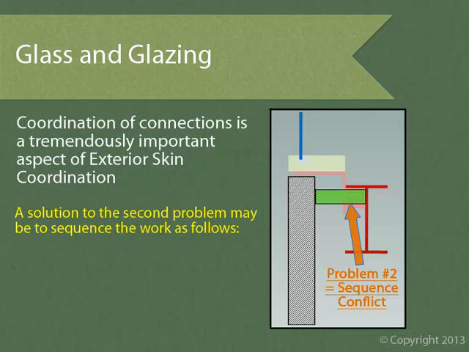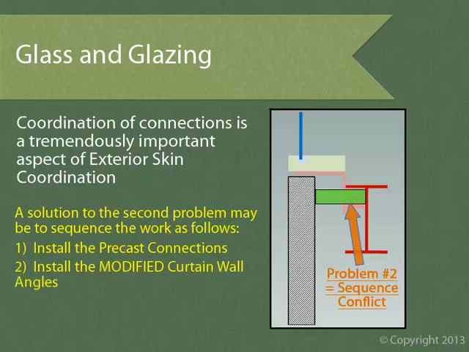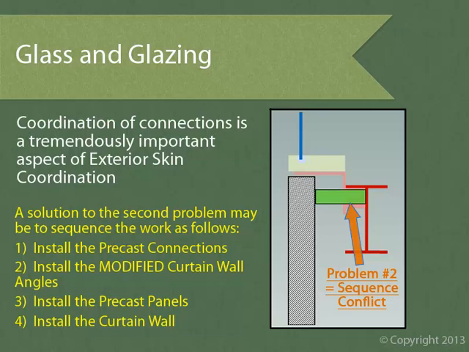In order to sequence this work properly, each sub is going to need to make two mobilizations to install their work. First, the precast subcontractor will install their connections to the steel beams. Next, the glass sub will install their ledger angle, and this ledger angle has been modified to occur in segments between the precast connections as opposed to continuous. The precast sub will then erect their panels, and after the precast panels are in place, the glass subcontractor can come back and erect their curtain wall.